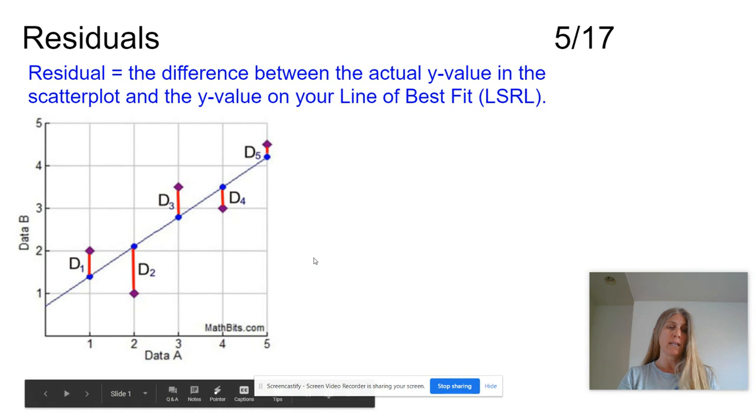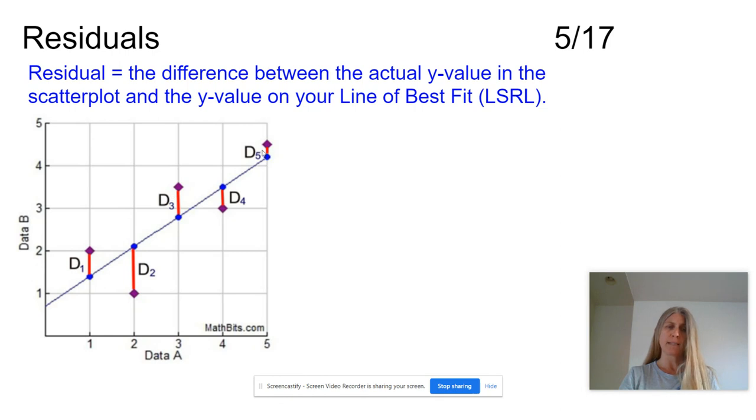So as you can tell here, I have data A and B, and these triangles are my actual data plots. And these blue spots on my line of best fit are my predicted values. So the distance here between your purple diamond and your blue circle, that is what your residual is, which is how far off your prediction is from the actual value that you're looking at.